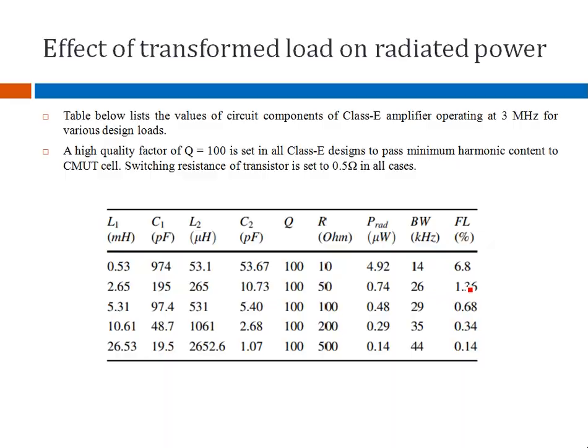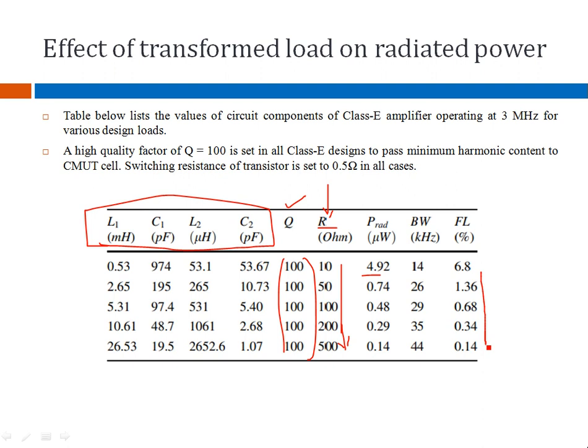Now, these are some values of design load R in ohms, and these are the lumped components of the Class E amplifier, which are already defined in terms of the load. Q is the quality factor of the series resonant circuit, which is set to 100 in all the cases. So as you go on increasing the transformed load value, well, the first thing you are going to see is that you're going to reduce the fractional loss of the CMUT and amplifier system. And at the same time, you're going to increase the bandwidth.